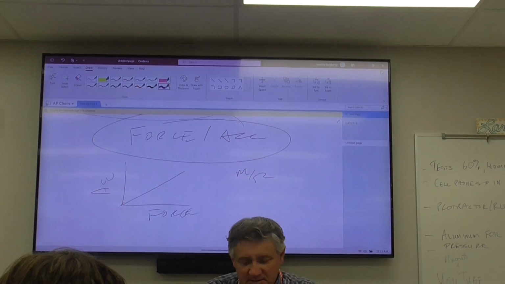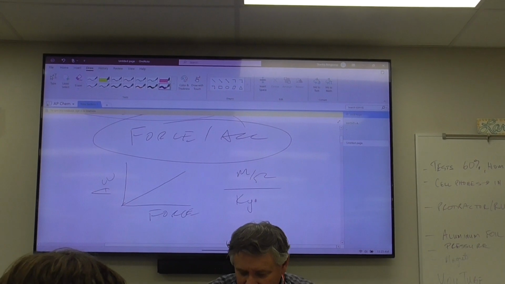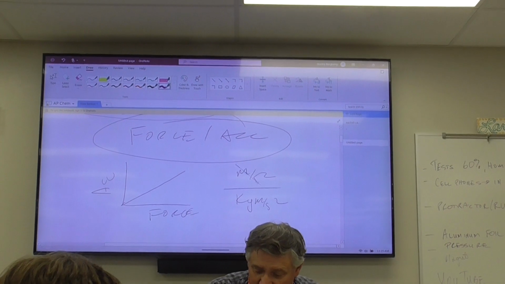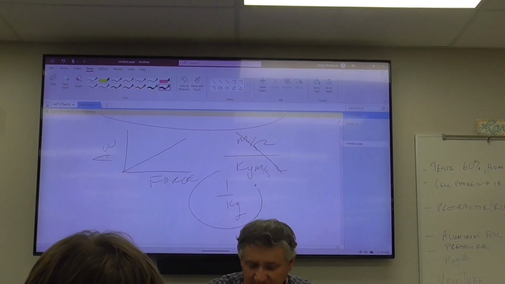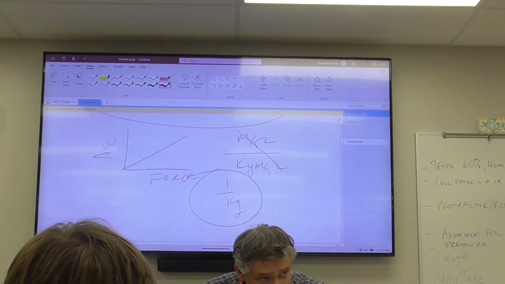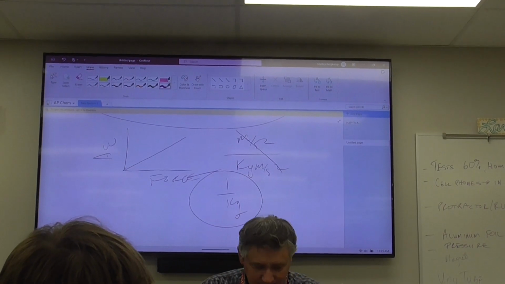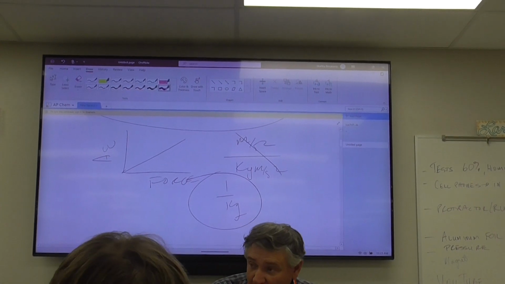All right, so I've got meters per second squared, and then I'm going to divide by kilograms meters per second squared, because that's what force is going to be. These are going to cancel out, and I'm going to get 1 over kilograms. Does that represent mass or the inverse of mass? Inverse. Inverse of mass. What's the only way it could represent mass? What would the units have been?